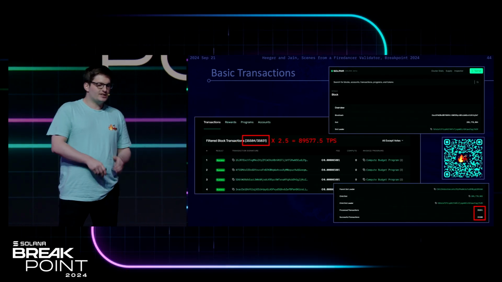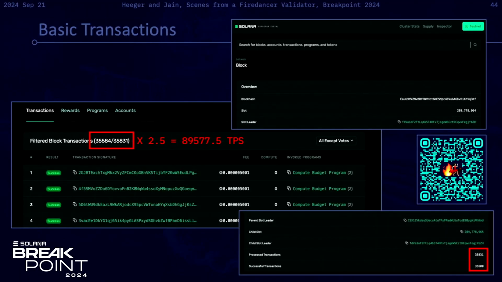We can get the transactions per second of this block by taking the total number of transactions and multiplying by 2.5. This is because blocks on Solana, as you guys may know, are 400 milliseconds. This brings us to just under 90,000 transactions per second for a block containing mostly basic transactions. I say mostly, as we're still actually including many vote transactions and other transactions that users have sent us.